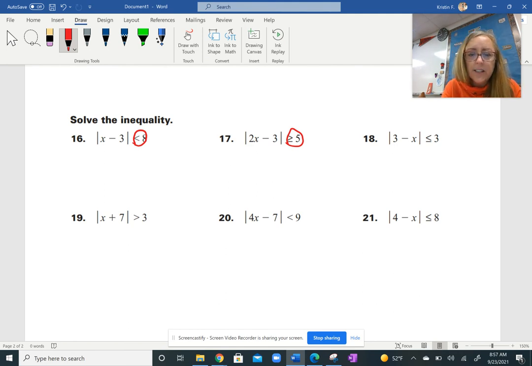Anything that's a less than, your arrows would go in between, they'd connect. Anything that's a greater than, your arrows would go in opposite directions. Now, it didn't say you had to graph a solution, so you don't actually have to put a number line answer, but you'll want to make sure that you're solving each of these and getting two answers if necessary.